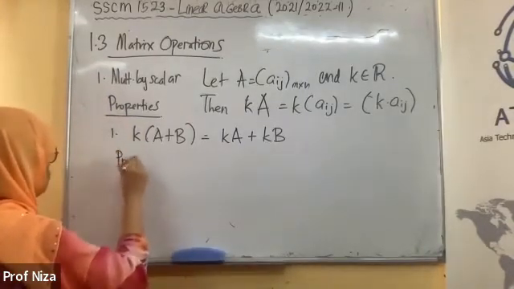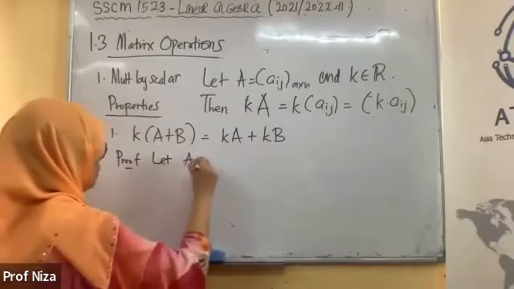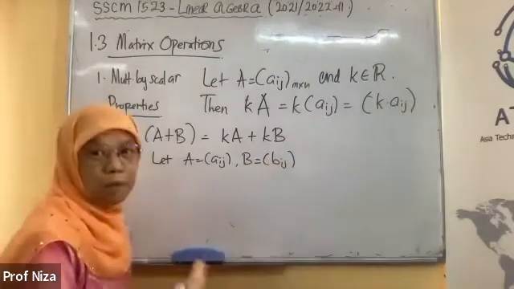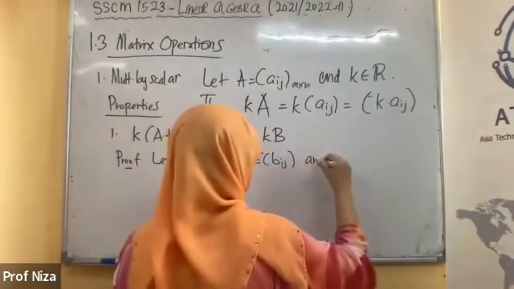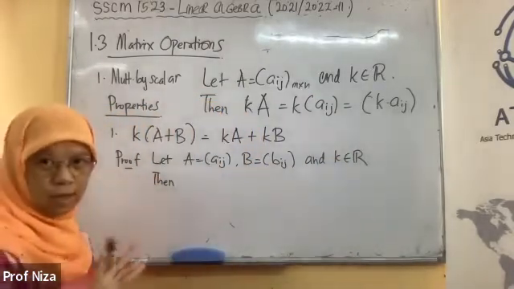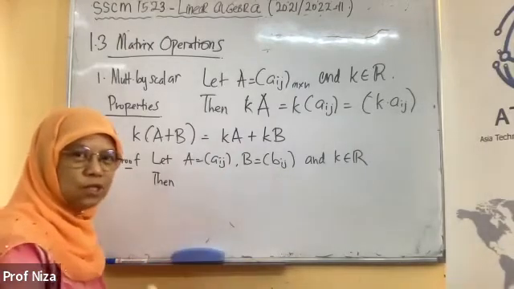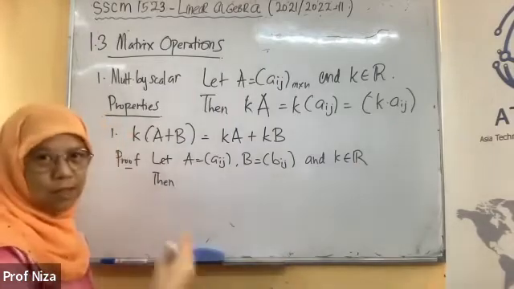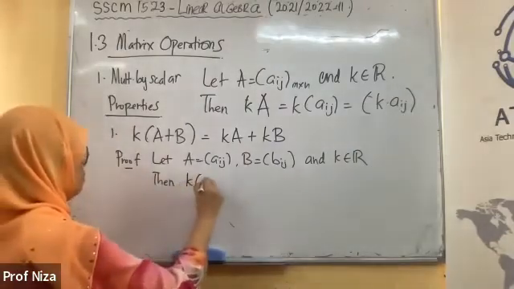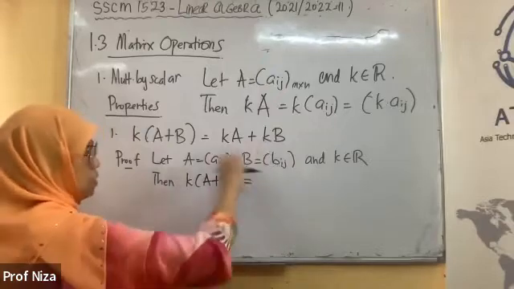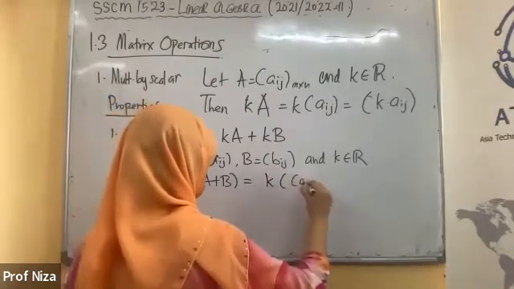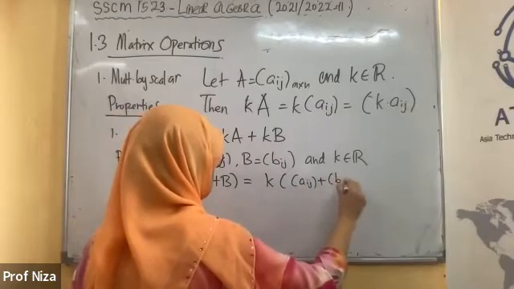Proof. Let A be Aij, B be Bij, and they are m by n, right? Because you want to add. And K is a scalar. Then, so this is what I mentioned earlier. You have to write out what is given, and then you have to prove what you have to prove. Take the left-hand side, then replace with your let, right? Is equal to K times Aij plus Bij.